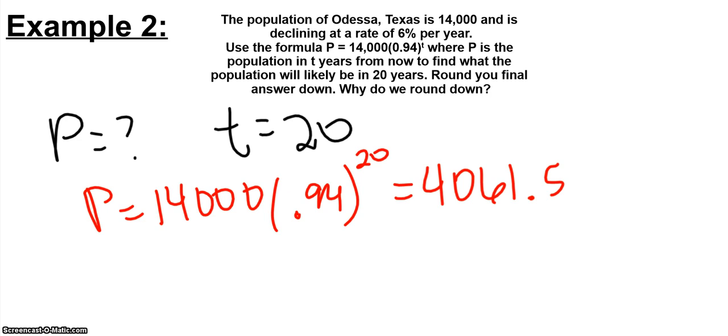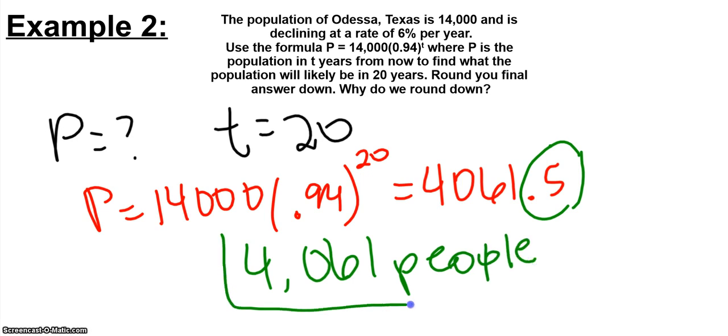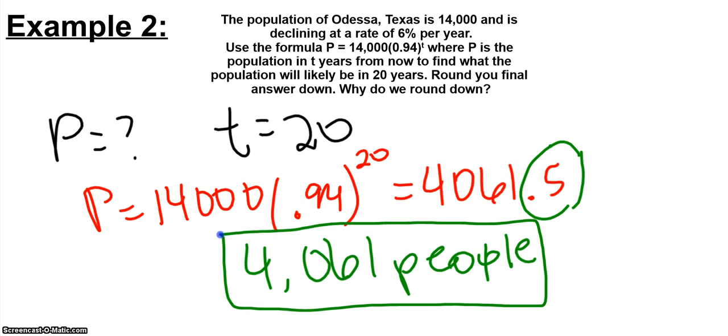Okay, so for this we have to round down, and the reason for that is that half a person can't stay while the other half of that exact same person leaves. So we're assuming that this half right here, that whole person goes away. So that means we have 4,061 people left. And that is our answer. Okay, if I went too fast, slow it down, rewind it, watch it.